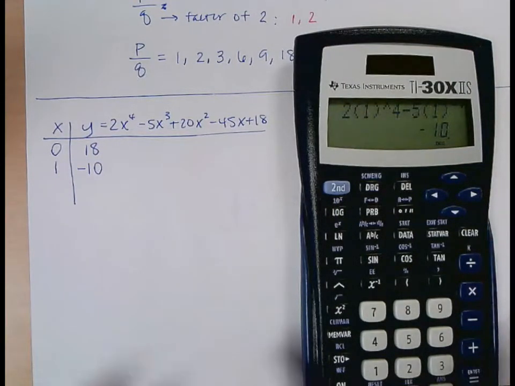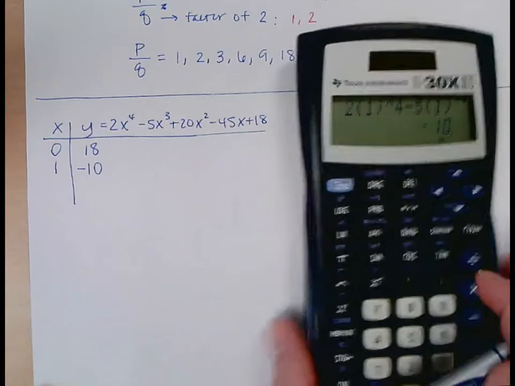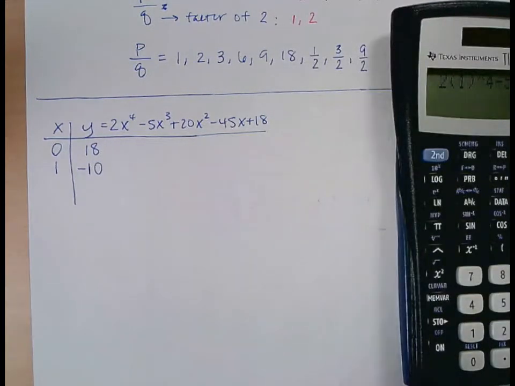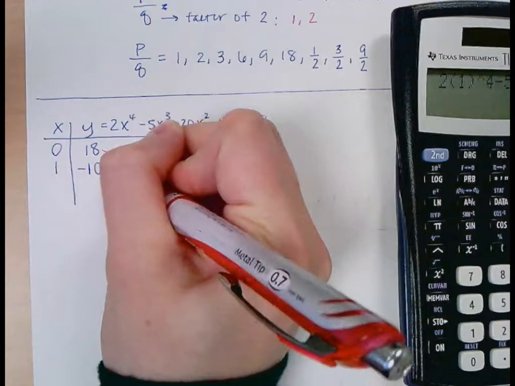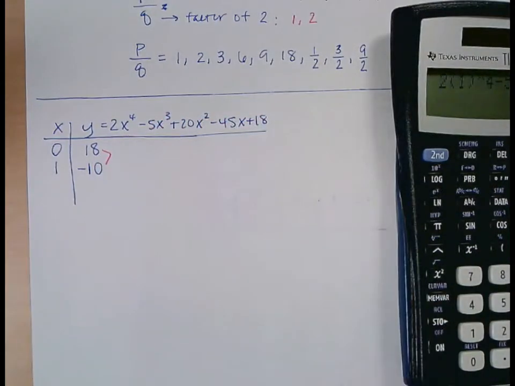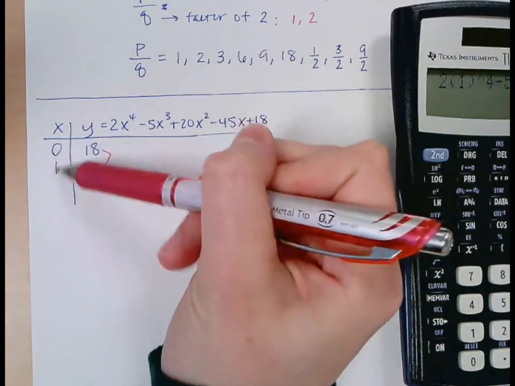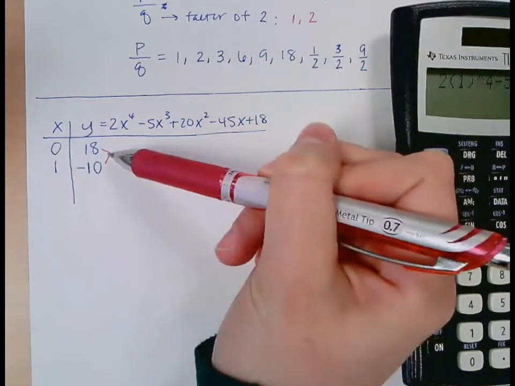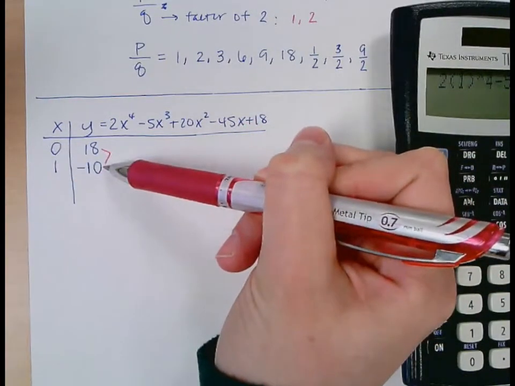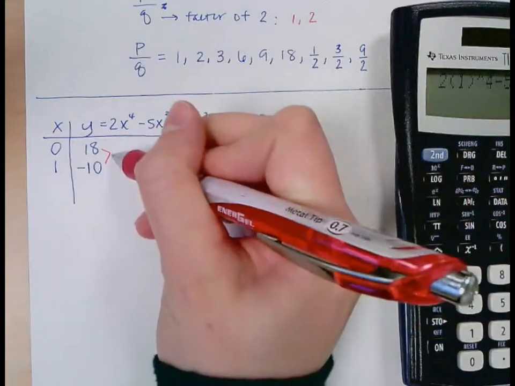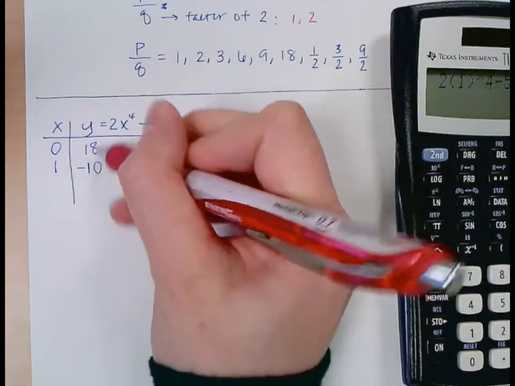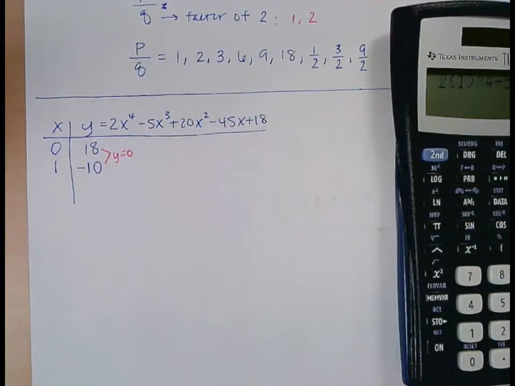Now, I want to draw your attention to something that happens here. We've talked about this before. When the y values change from either positive to negative or negative to positive, that means for some x value in between 0 and 1, y had to equal 0. So somewhere in between here, y had to be 0.